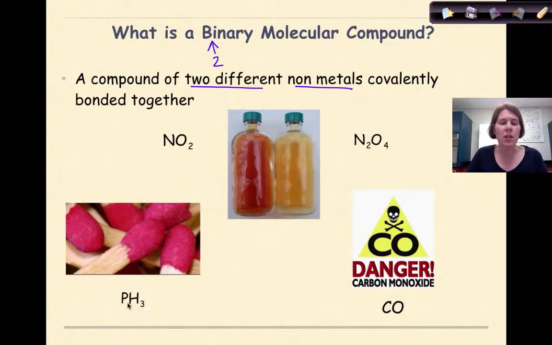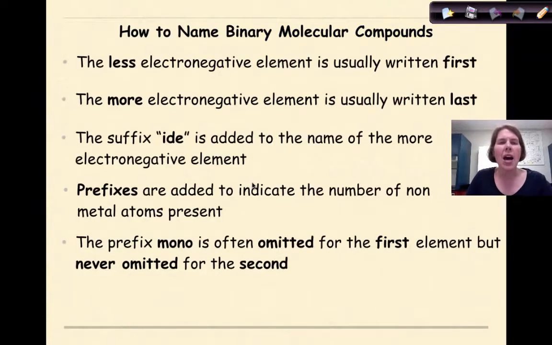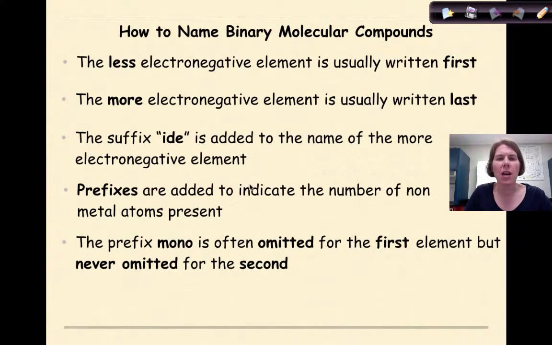Another example is something like PH3, which is called phosphorus trihydride, also known as phosphine, and is contained in the red tips of matches. And then finally, another binary molecular compound is carbon monoxide, which is a compound that is released from combustion engines. How do we name binary molecular compounds?